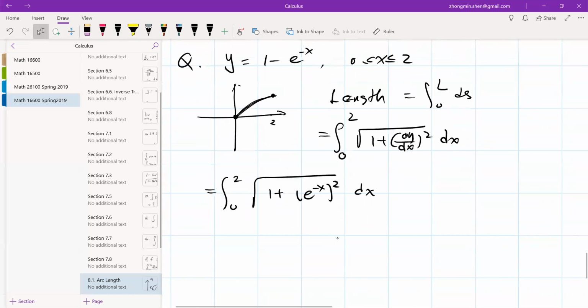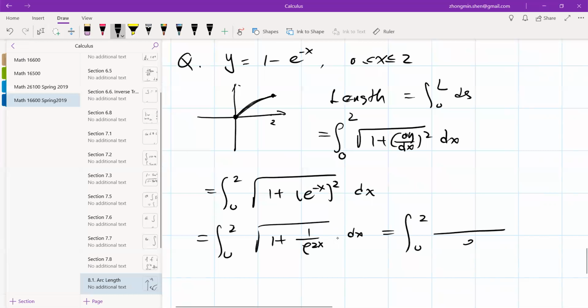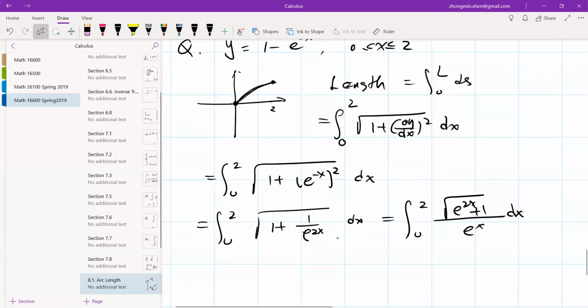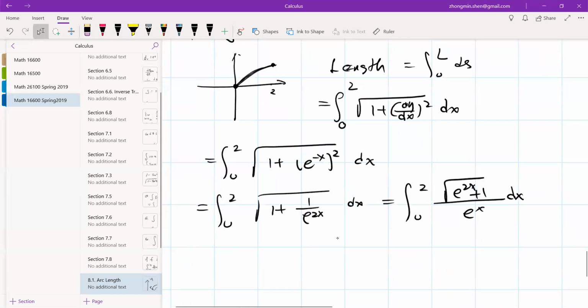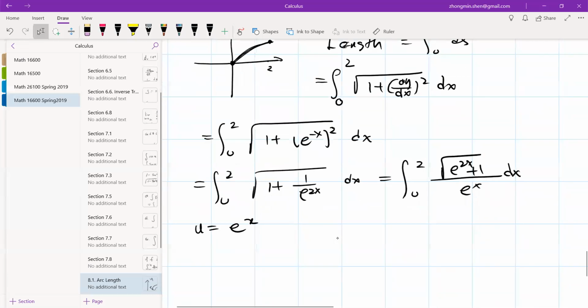I cannot get rid of radicals here. So if you don't like the negative power, that is going to be the square root of 1 plus e to the minus 2x, which is e to the 2x plus 1 over e to the 2x, so you take e to the 2x out. Not sure we're able to evaluate it directly, so I'm going to use a substitution. Let u be e to the x. Maybe that helps. So du equals e to the x dx.